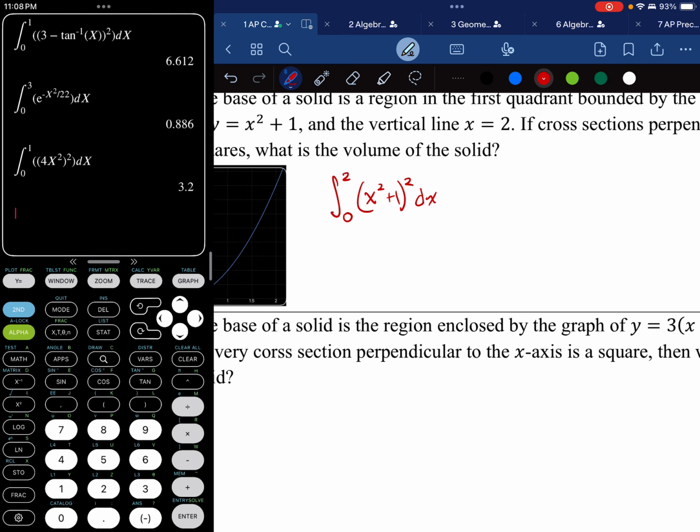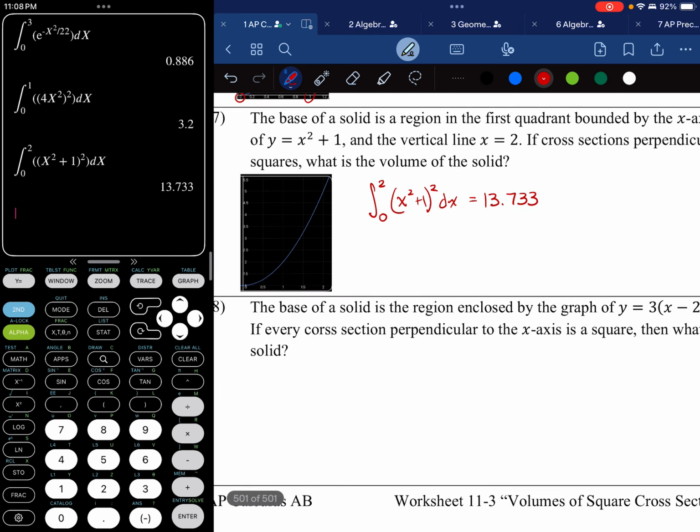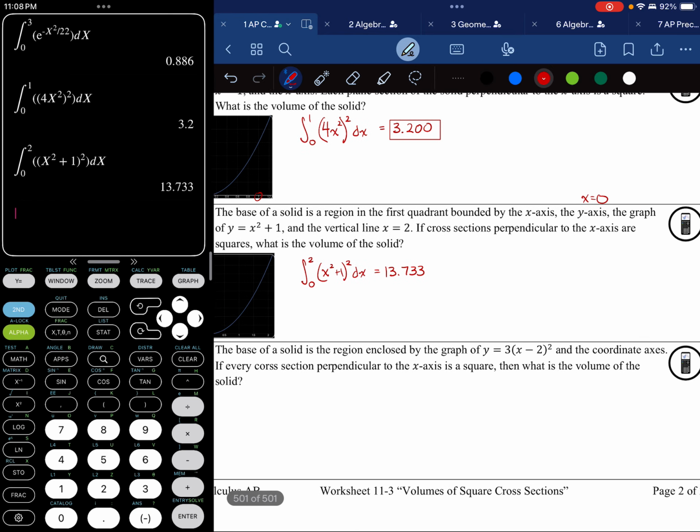Didn't need the picture, but let's go ahead and do the math 9, and it's going to be 0 to 2 of that x squared. This one would have been harder to do by hand, but definitely still doable, plus 1. And then that entire, oops, forgot my parentheses, so I'm going to come over here and do my second insert, and I can add my parentheses. And then that entire quantity is going to be squared. And we get this is equal to 13.733. Nice.